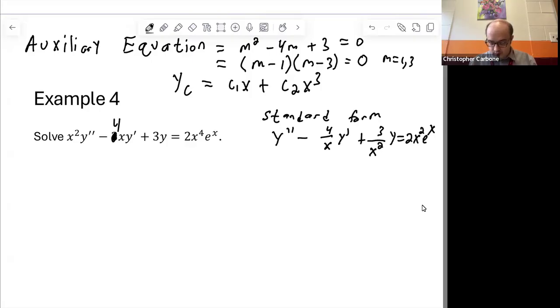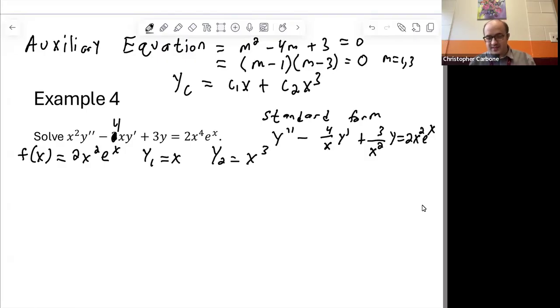So in doing this, we have f of x to be 2x squared times e to the x, y sub 1 to be x from a complementary solution, y sub 2 to be x cubed, also from a complementary solution. So we can write our Wronskian, x cubed, 1, 3x squared. Doing this calculation gives us a determinant of 2x cubed.